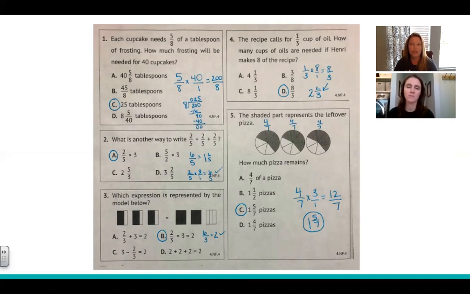All right, number 2, what is another way to write 2/5 plus 2/5 plus 2/5? We know that repeated addition is multiplication. I have 2/5 3 times, so it's 2/5 times 3.